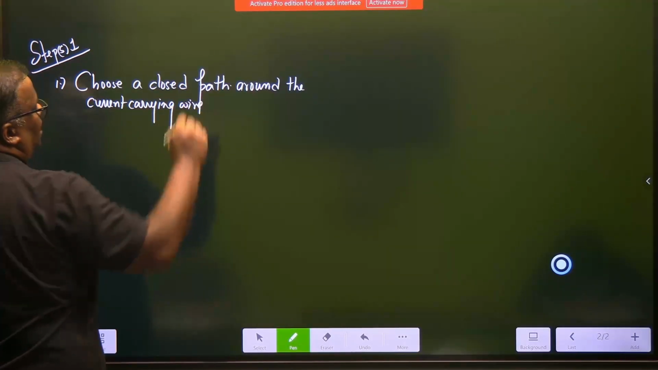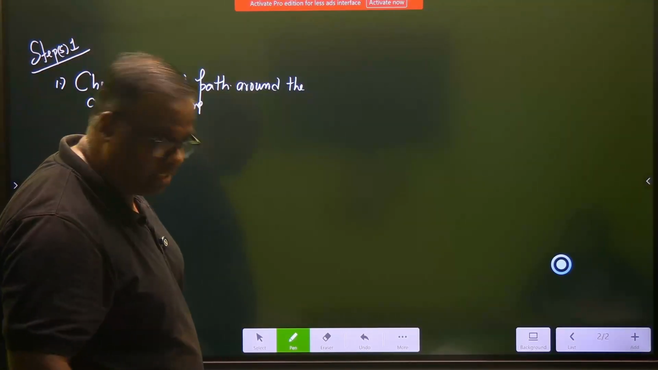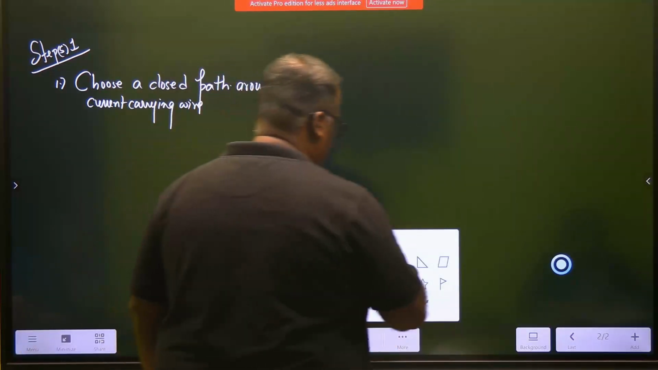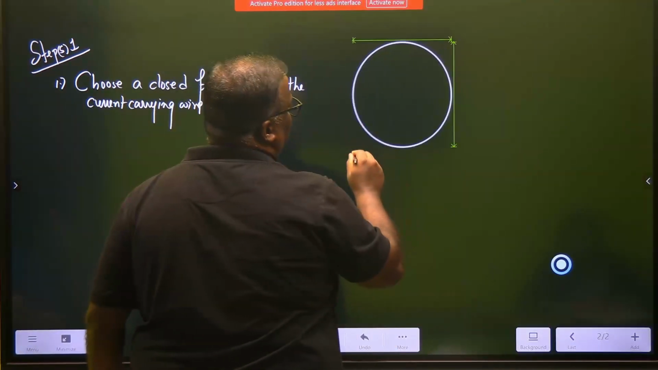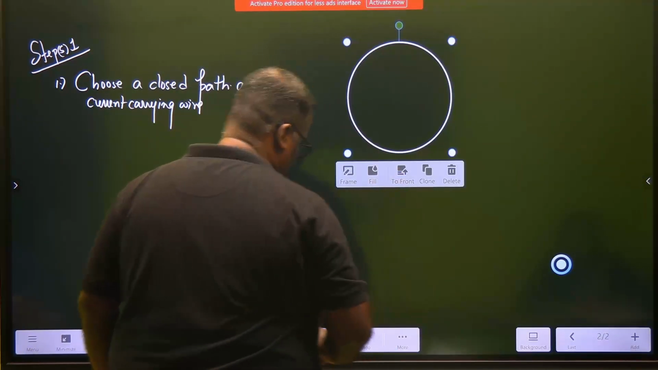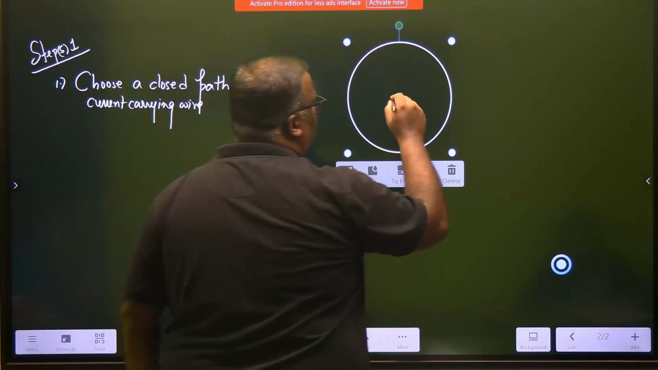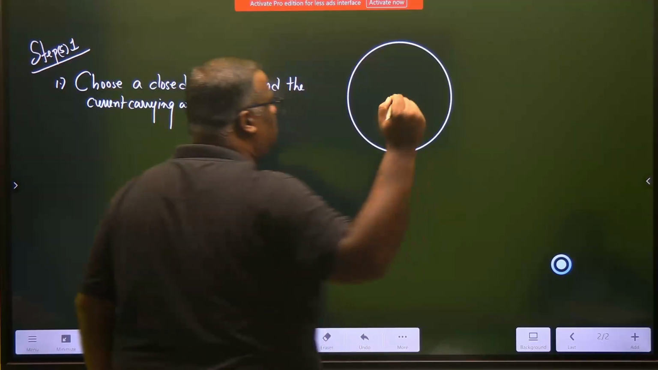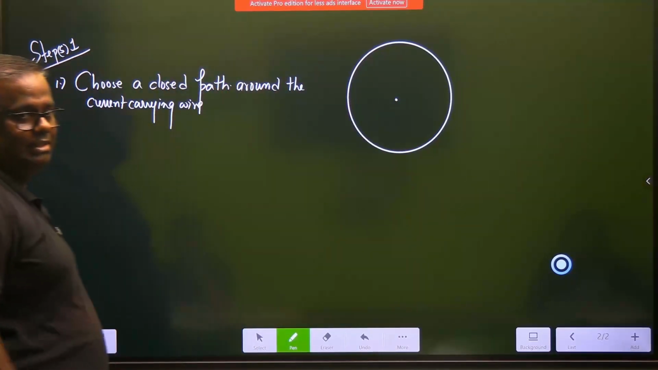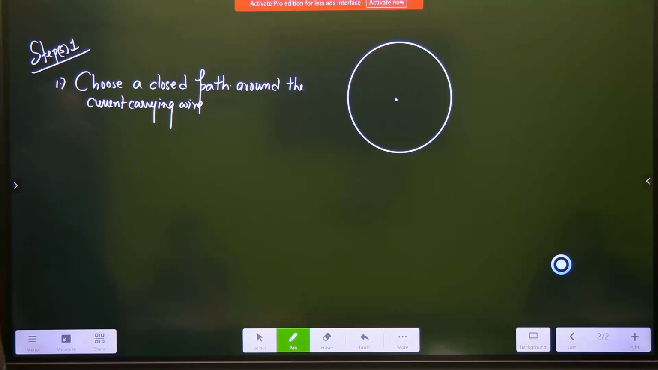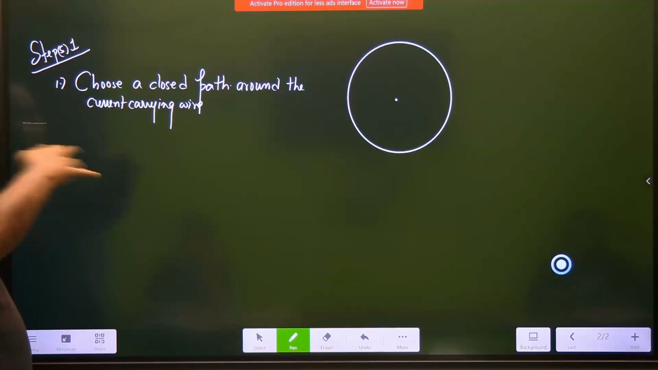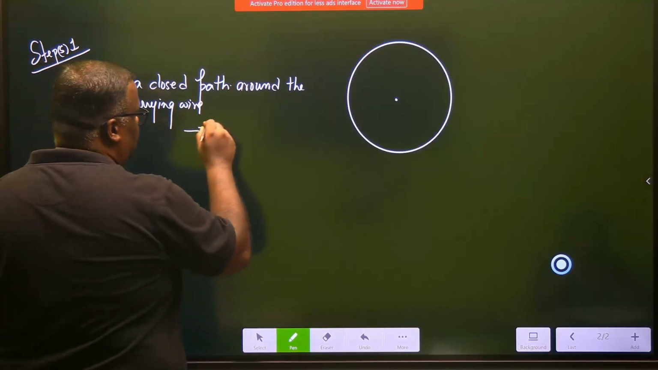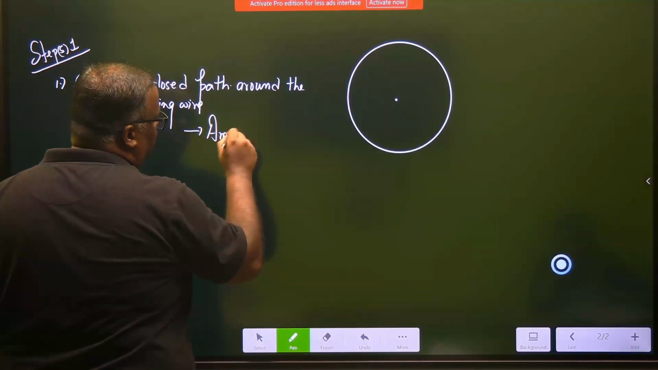Every time it need not be circular, it may be rectangular also. It has to be a loop. Got it? So let's say this is our loop and there is a wire, and the wire is out here. The wire is actually passing through it. Have you understood? The wire is passing through this screen and you have chosen a closed path around the current carrying wire. This is known as the Amperian loop.